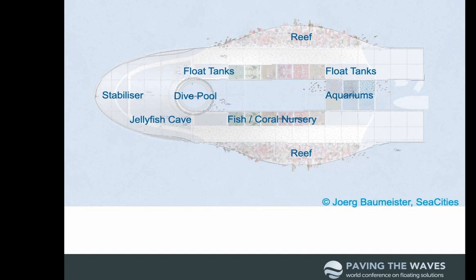Because it's a semi-submerged structure, it also needs some buoyancy, and these float tanks can stabilize the whole horizontal adjustment of the structure. We also have an additional stabilizer which is linked to the anchor chain. And we have a jellyfish cave here and other areas where fish can develop a kind of new habitat, where a whole ecosystem can be developed.